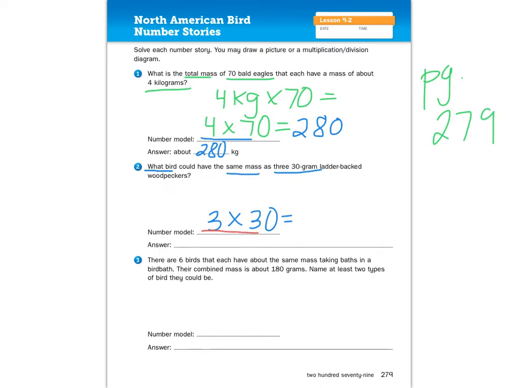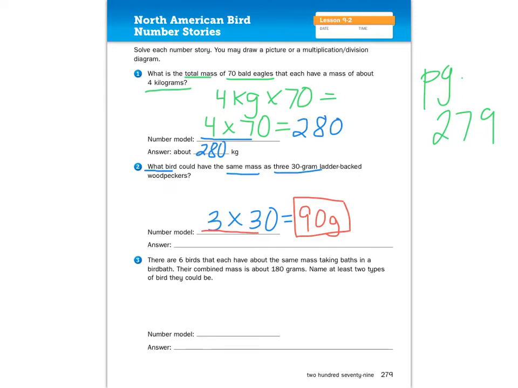3 times 3, which is 9. So 3 times 30, we did this one earlier today, 90. So we are looking for a bird that weighs 90 grams. So now we're going to have to flip back to our bird pages. And when we flip back to our bird pages, you are looking for one of the birds that weighs 90 grams.